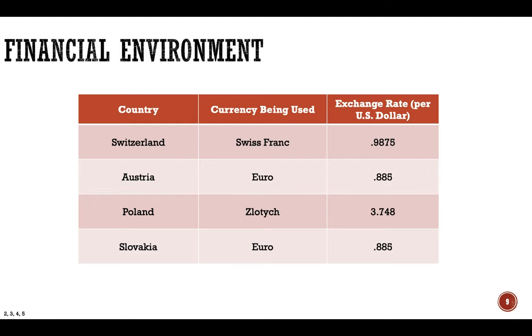As for the financial environment, Austria and Slovakia both use the euro as their currency, while Switzerland and Poland use their own country's currency. As for exchange rates, the US dollar is going to stretch a lot farther in Poland than in Switzerland, Austria, or Slovakia. In those countries, you're almost getting one of their currency for every US dollar. But say you have $100 in US dollars and you go to Austria, you'll have about 85 euros. But if you go to Poland, you'll have 374 zlotys.